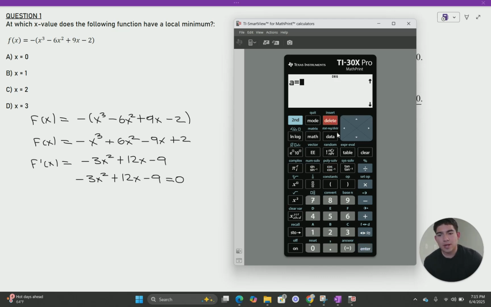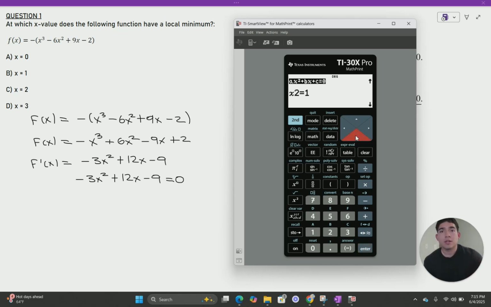Our first term has a coefficient of negative 3. Our second one has a coefficient of 12. And then our last one has a coefficient of negative 9. So once we solve, it'll give us the answer for what values of x equals 0. In this case, one of them is 3 and the other is 1.